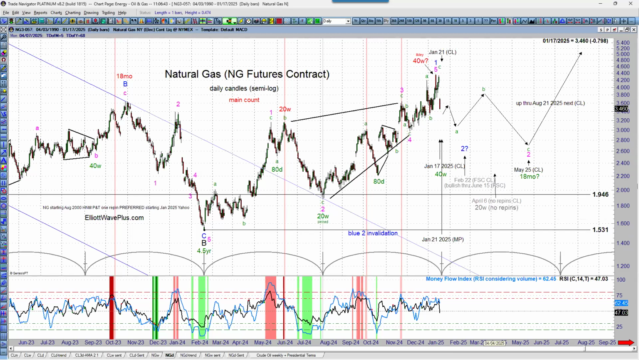Matter of fact, I'm going to kind of take an average here and figure that it would pull back somewhere in keeping with the FSC cycle roadmap and the no repins Hurst. So obviously, I'm going to be keeping a very careful eye on this because I know so many of you are involved with the energy related trades right now.